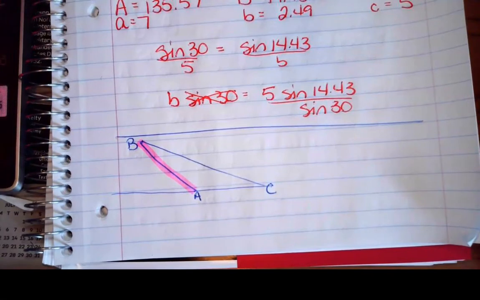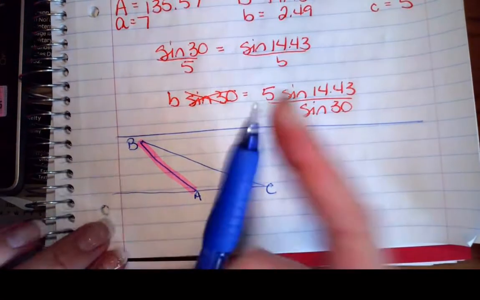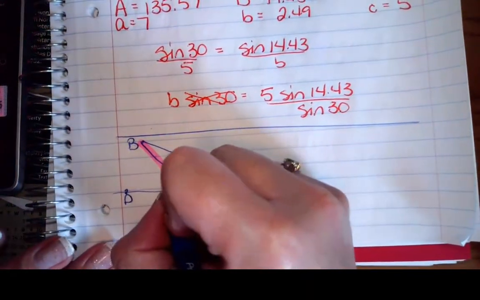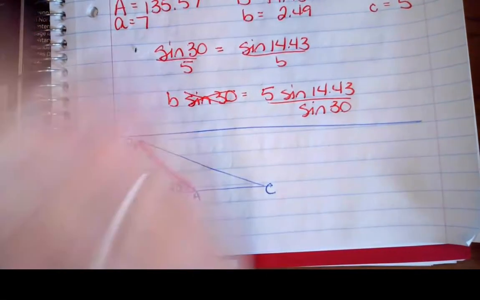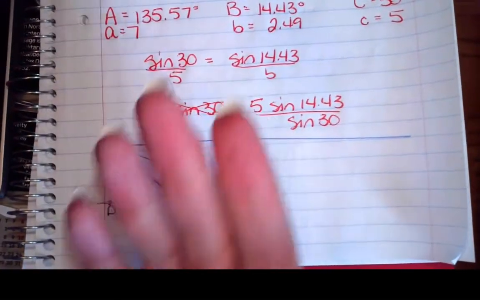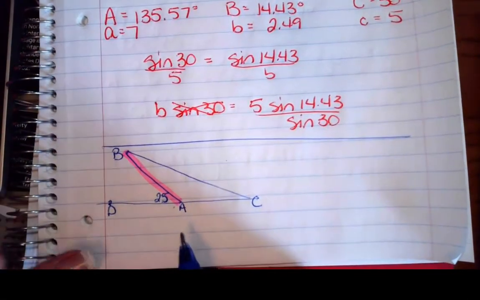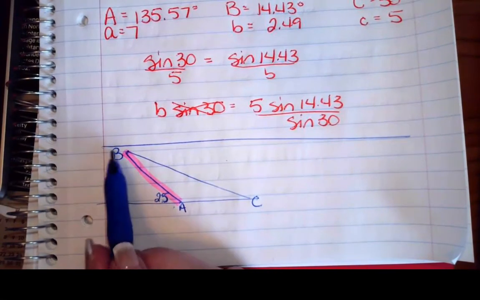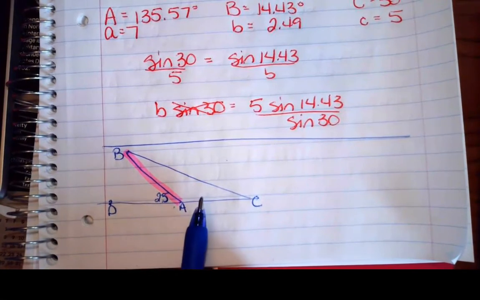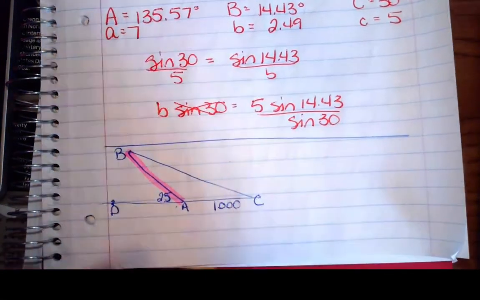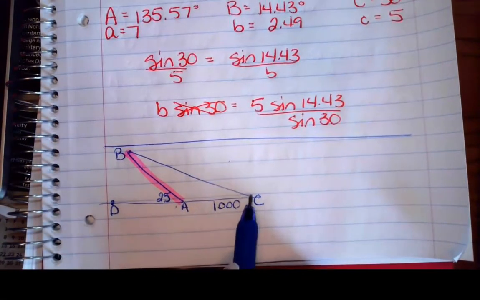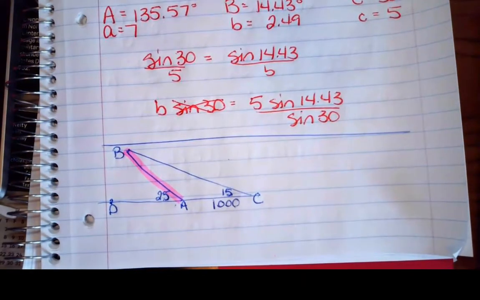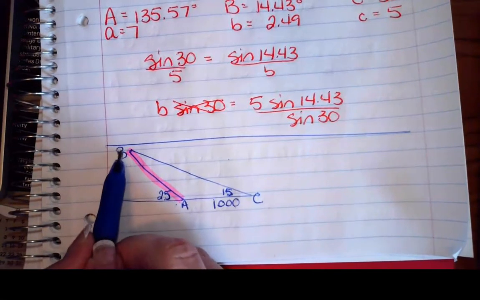Okay, a surveyor measures the angle of DAB. So this is D over here. So DAB is going to be 25 degrees. So that's 25. A surveyor measures that DAB to be 25 degrees, then walks off a distance of L being 1,000 feet. So this is 1,000 feet. And measures ACB to be 15 degrees. And I want to know what's the distance from A to B.